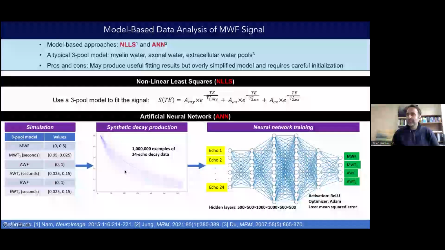More sophisticated methods have been developed using artificial neural networks that essentially build up a synthetic dictionary of decays. In this case, 1 million decays for 24 echo data in our case. And although the topic of my talk is not artificial neural networks, this is based on a paper in Neuroimage, and we were asked to do this. So I'll show some data from the artificial neural network approach too as a comparator. This essentially trains based on a large number of simulated synthetic decay profiles. And then the trained model can be applied to unseen experimental data to extract the myelin water fraction, the myelin water T2, and the intra and extracellular pool sizes and T2s.